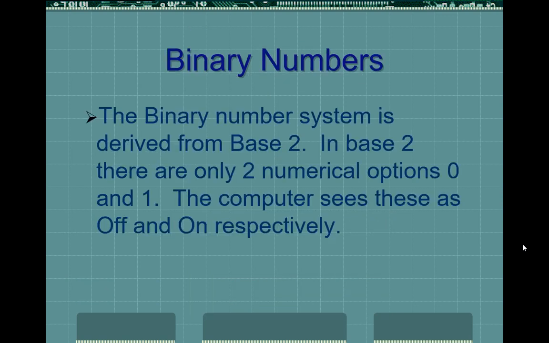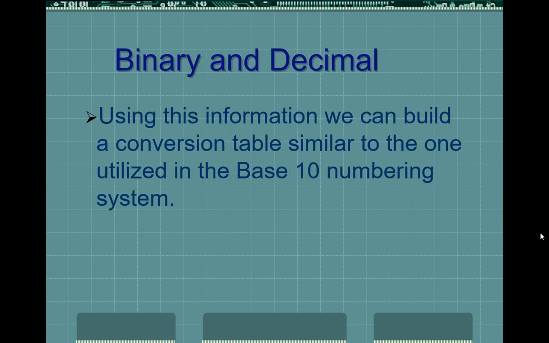And the binary number system is derived from base 2. In base 2, there are only 2 numerical options, like 0 and 1. The computer receives these as off and on, respectively. Using this information, we can build a conversion table similar to the one utilized in base 10 numbering system.